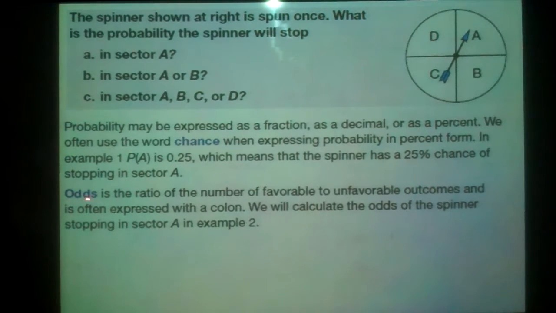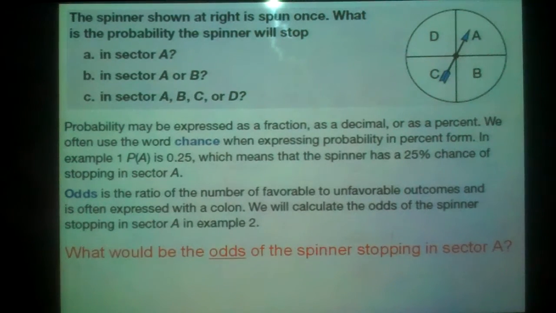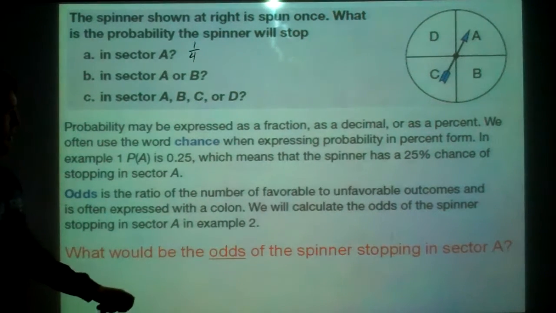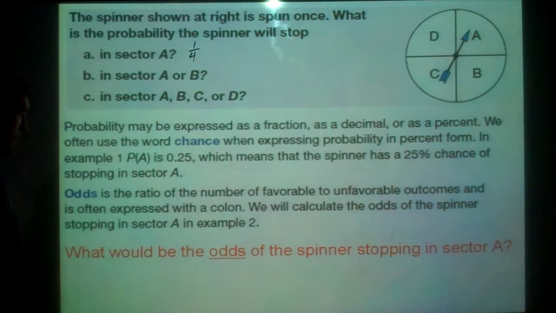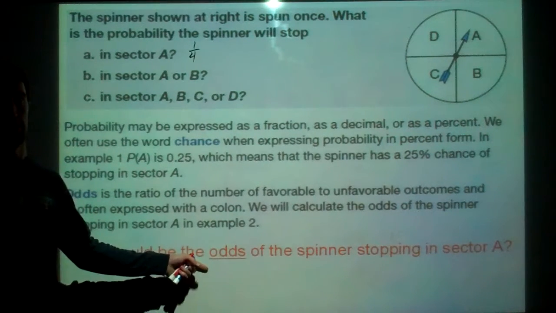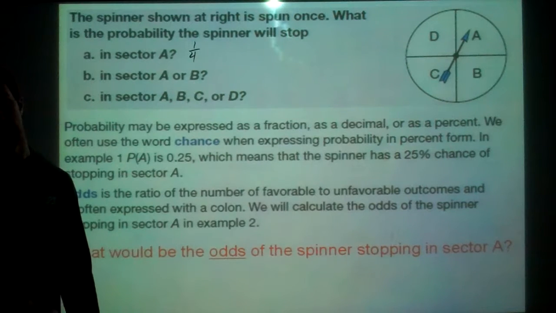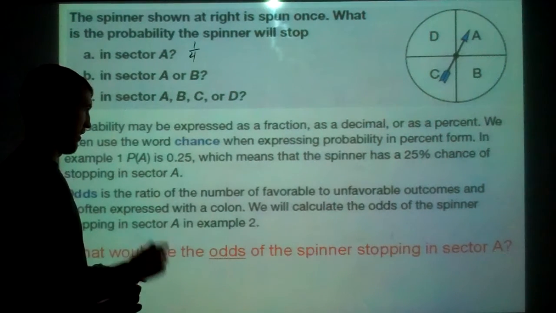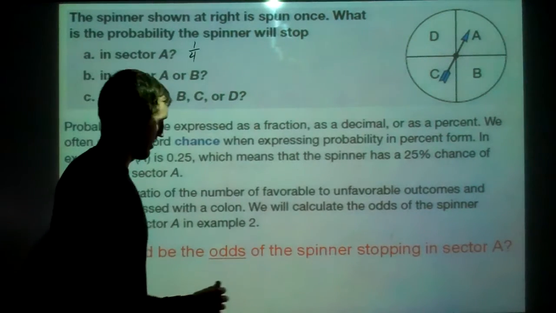Okay? Odds. Odds is the ratio of number of favorable to unfavorable outcomes and is often expressed with a colon. So if we look at this question, what would be the odds of the spinner stopping in sector A? So remember this was 1/4, and we found that it was 25% chance in sector A. The odds, this would be more like your lottery ticket type format. If you look on the back of it, it gives you your odds of winning. So the odds of the spinner stopping in sector A would be number of favorable outcomes, which would be landing in sector A. That would be 1.